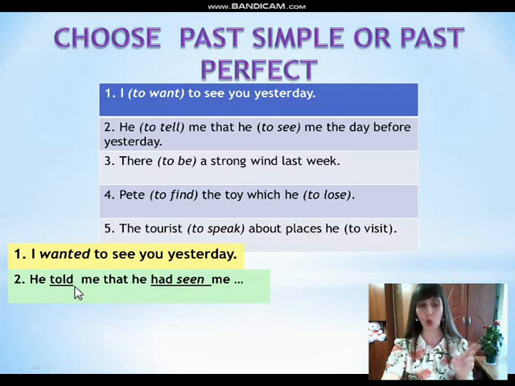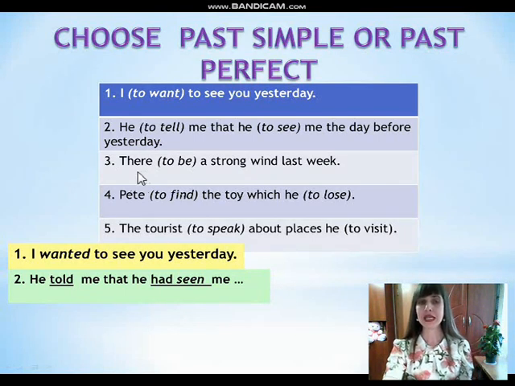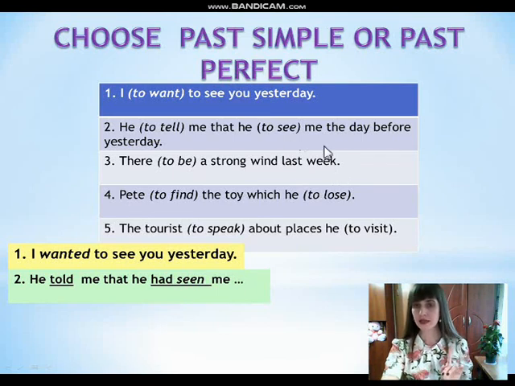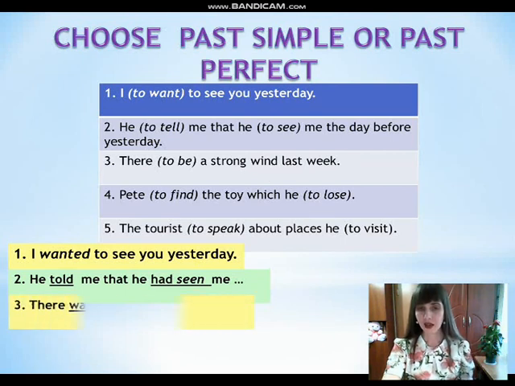The second column of our table of the irregular verbs, okay? The sentence number 3, there to be a strong wind last week. You see last week, right? And it is a completed action in the past. And we speak about wind, okay? So it is, there was a strong wind last week. Very nice. We have sentence number 4.